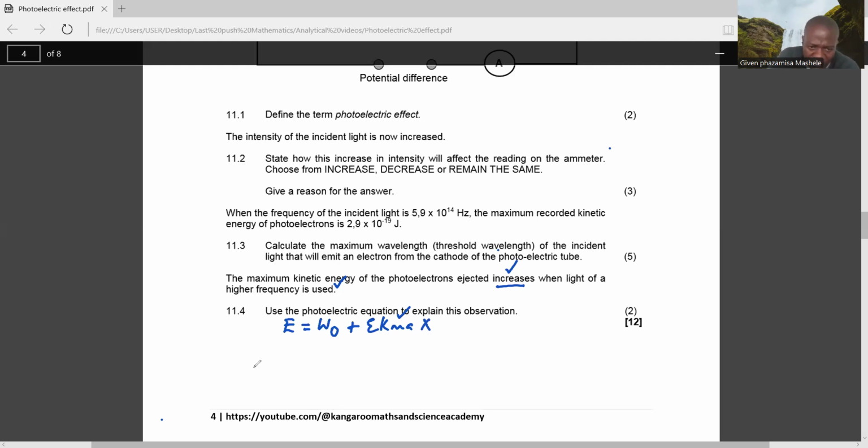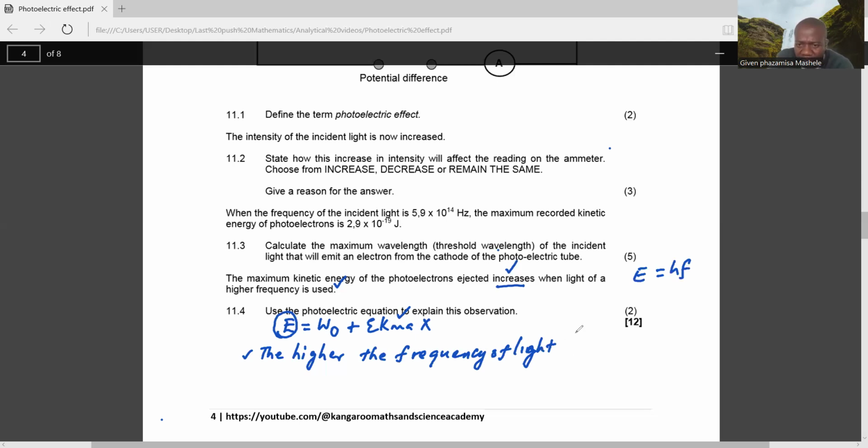Now let's talk about this. The higher the frequency of light. I'm now comparing frequency of light with the energy of photon, because we know energy of photon equals hf. The higher the frequency of light, the higher the energy of photon.